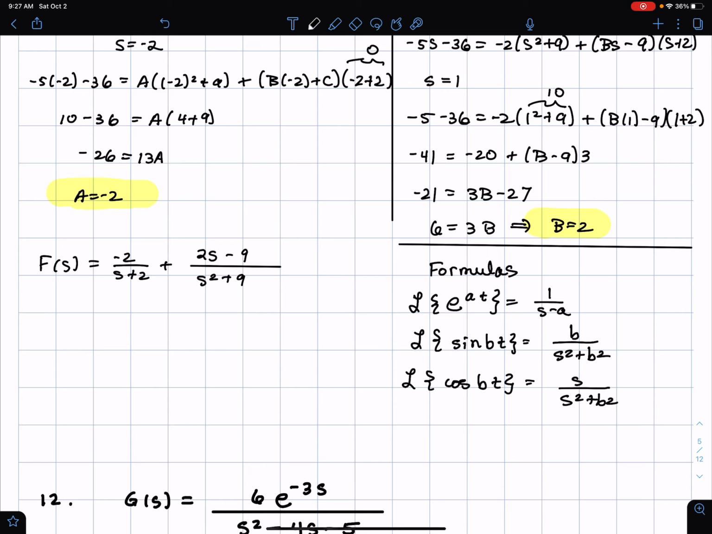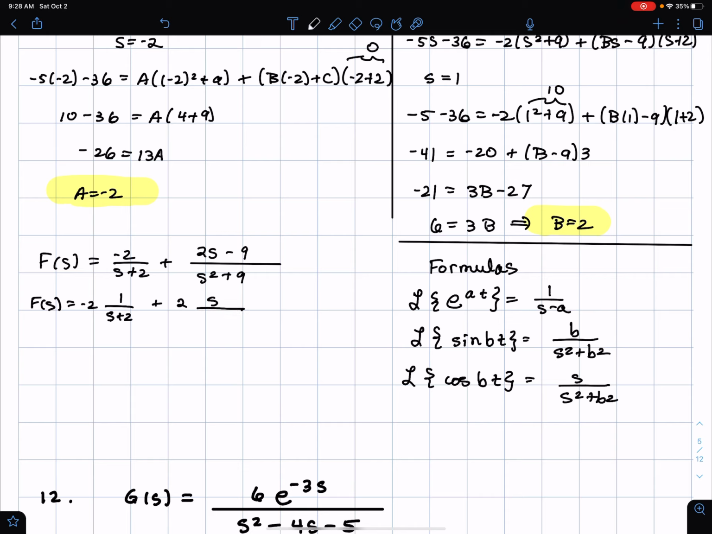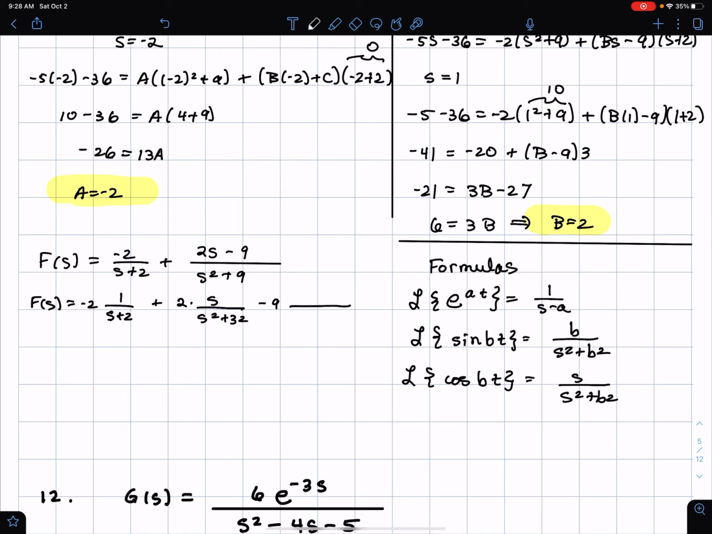So we're sort of getting somewhere on this. F of s can be written as negative 2 times 1 over s plus 2. So we get that part out of the way. And then we have 2s over s squared plus 3 squared. That looks like it's set up for the cosine. And then minus 9 over s squared plus 3 squared. Well, we need a 3 in the numerator because I need b over s squared plus b squared. So I just introduce a 3, and then divide by 3. It's the same thing as if you factor 9 into 3 times 3 and leave a 3 up there. So then f of t will be negative 2 e to the negative 2t plus 2 cosine 3t minus 3 sine 3t.